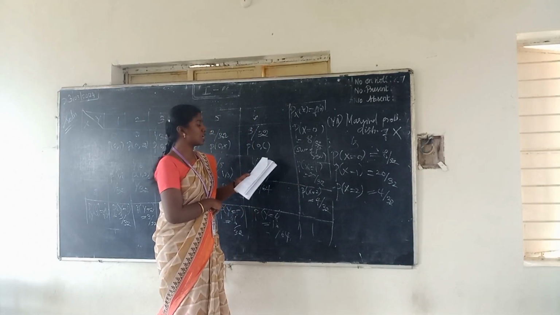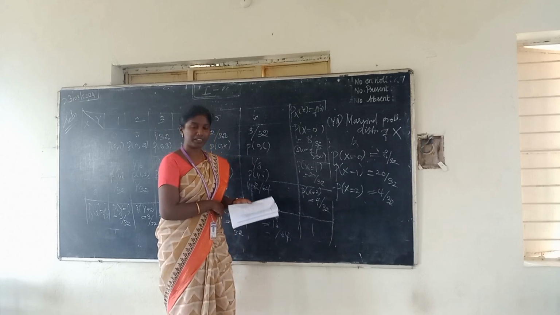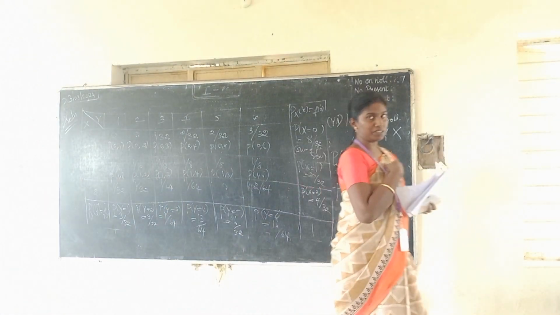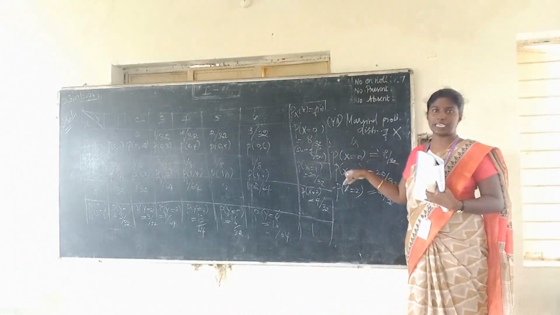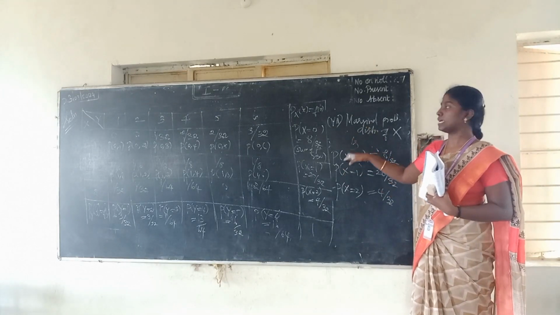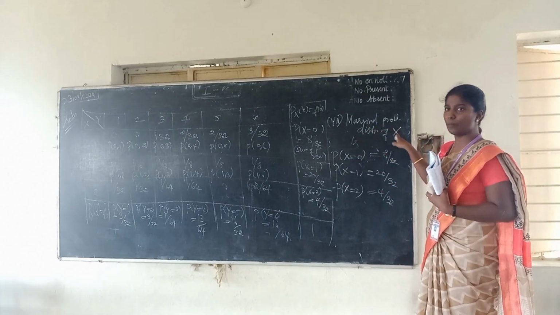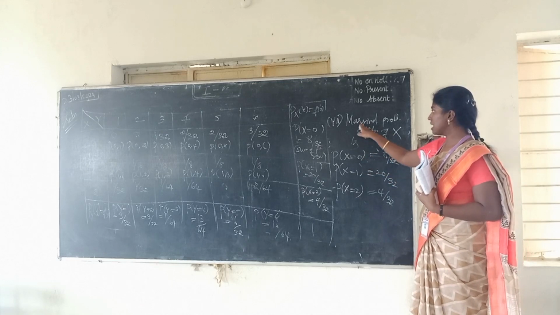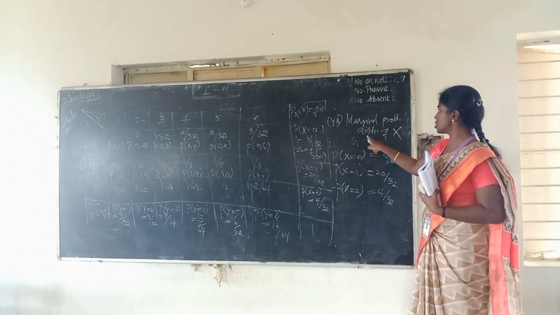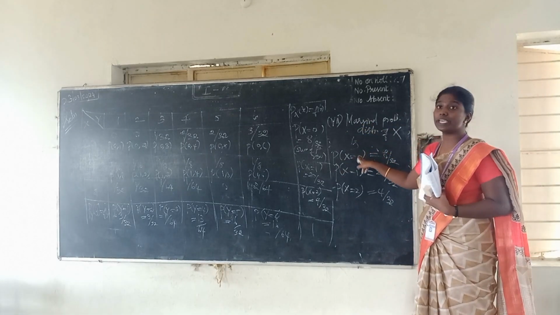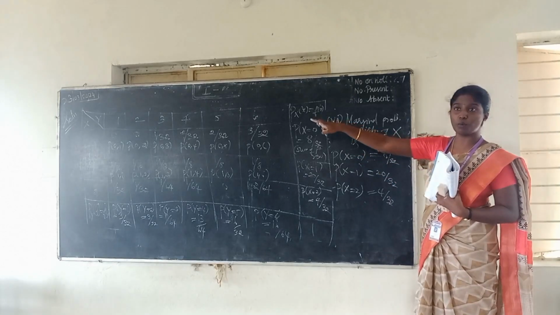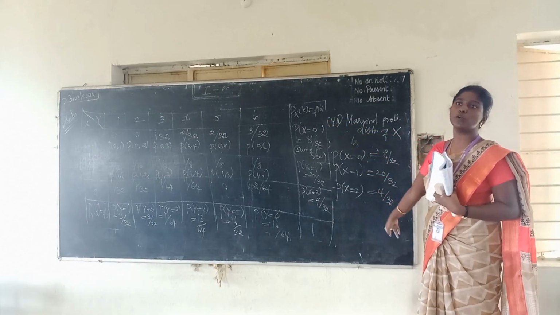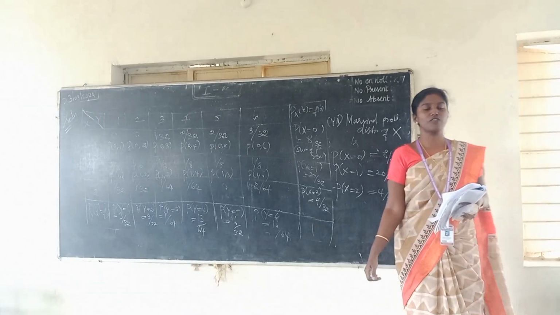Next is the marginal probability distribution of y. Write down that. 8th subdivision. Similarly, 8th subdivision, marginal probability distribution of y is P of y equal to 1, starting from 1, up to P of y equal to 6. Write down fast.